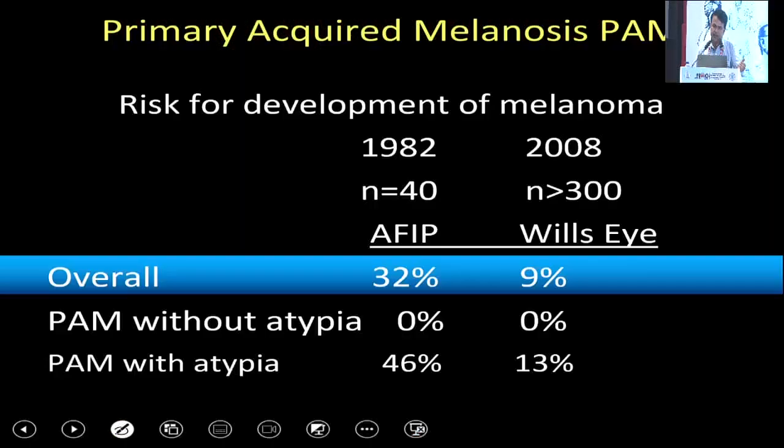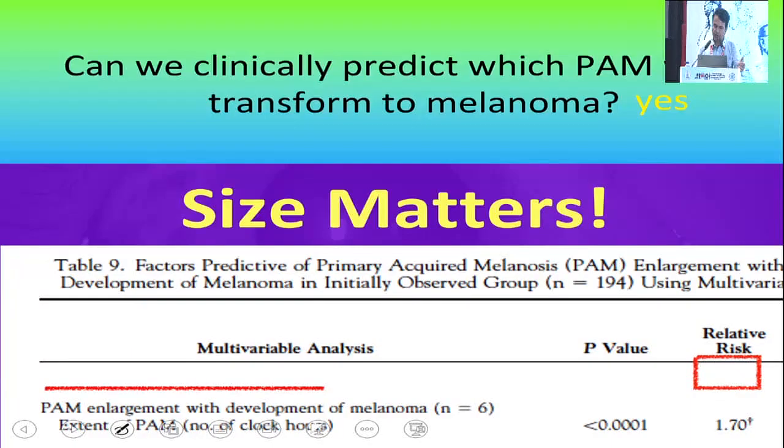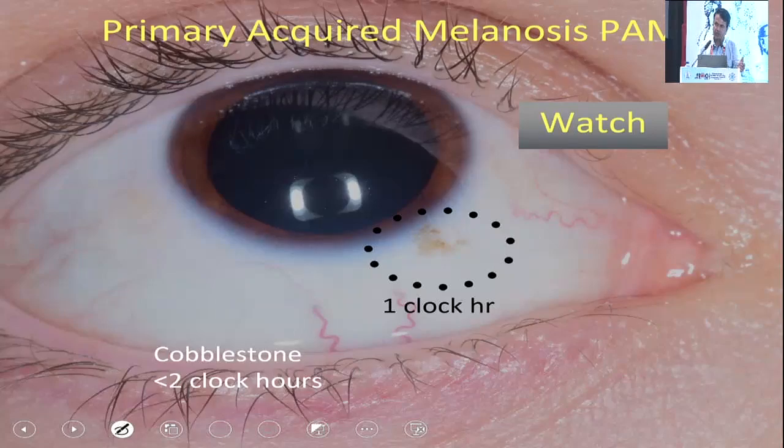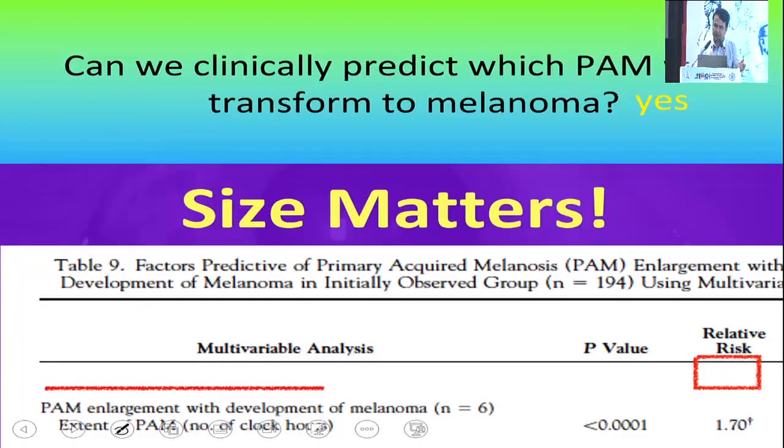Very clear peppery architecture. Why is primary acquired melanosis important? Because about 10 to 30% of them convert to melanoma. And the most common origin of melanoma is not nevus, but primary acquired melanosis. When it is small, because each clock hour adds a risk of it being melanoma.